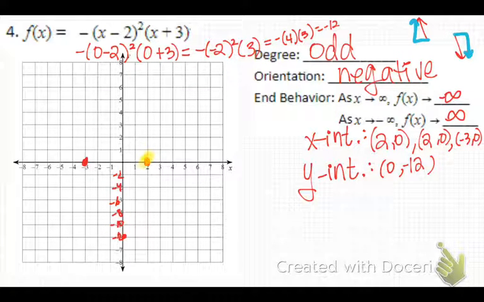And then my odd negative graph starts where? I drew in end behavior. Where does it start? Top left to bottom, and then I bounce like that. And that's my graph, okay?